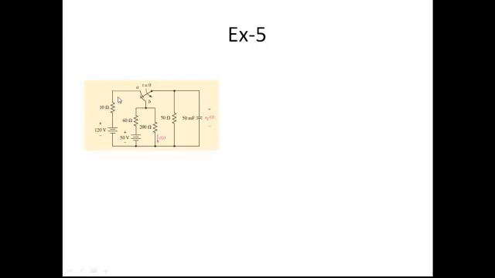Okay. Now let us consider another example. This is the next example, number 5. In this example, the switch is initially in position A at time t lesser than 0 and it goes to position B at time t greater than 0. Now again, what you need to do? You need to draw two circuits. So first, for t lesser than 0, your circuit will be simplified like this.